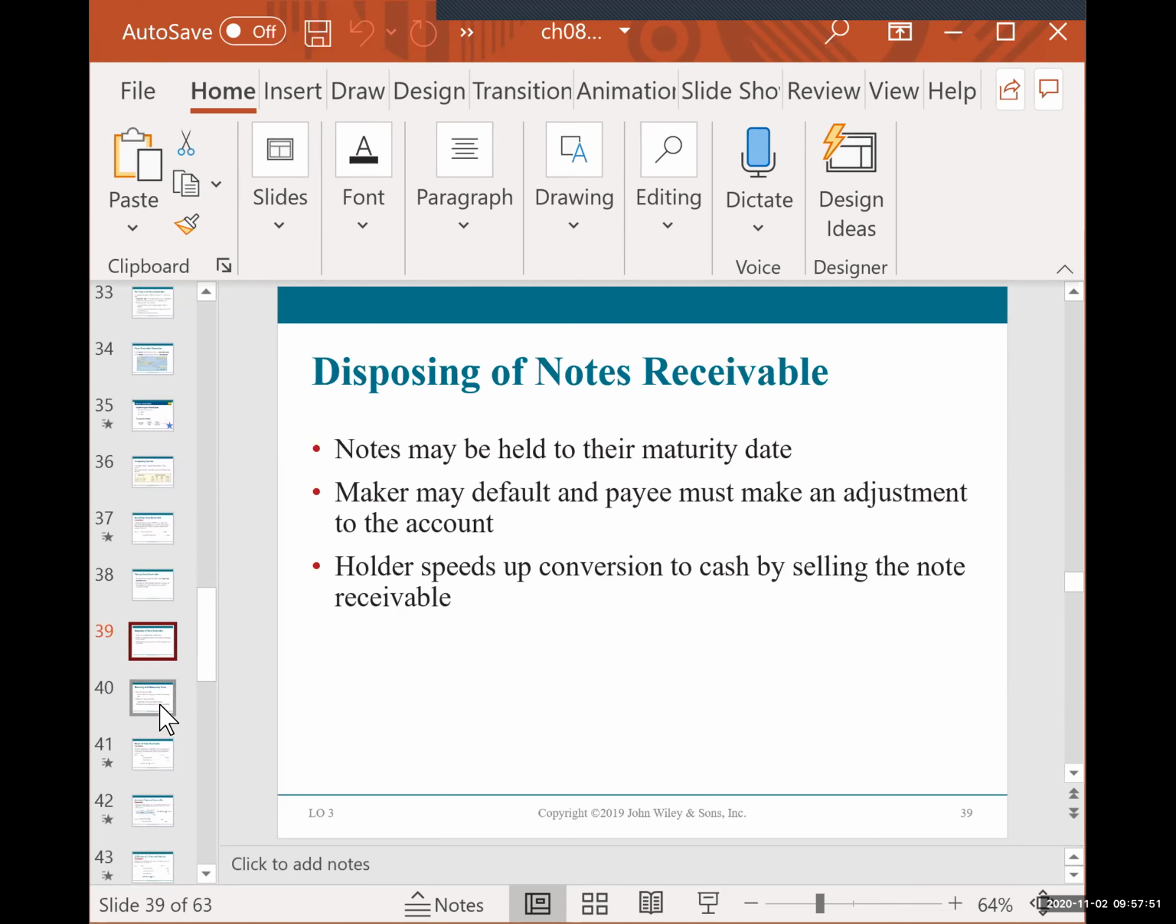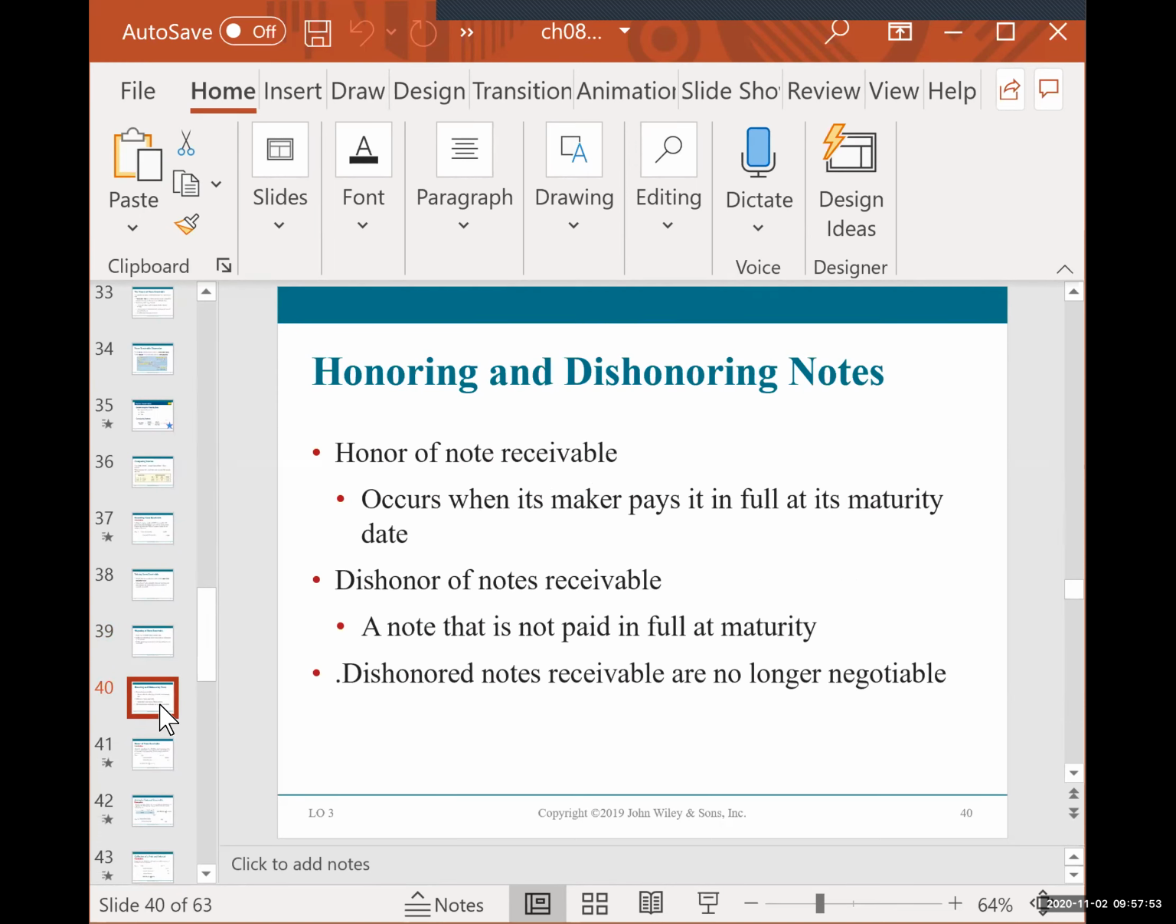All right, so going down to the next slide. Honoring and dishonoring notes. So all that really means is that if someone has honored the note, they've paid the note in full at their maturity. If they've dishonored the note, then that means the note has not been paid. And it's not like an accounts receivable. If it hasn't been paid, then you negotiate. If a note has not been paid and it's been dishonored, it didn't get paid by its deadline, it's not negotiable anymore. It's something that would go directly into a collections approach.